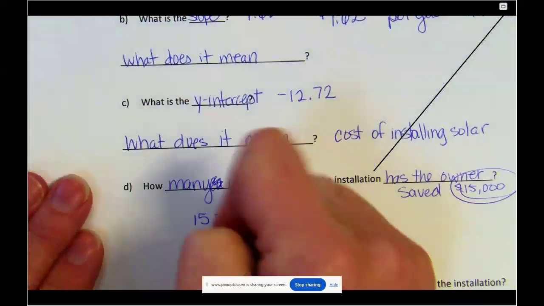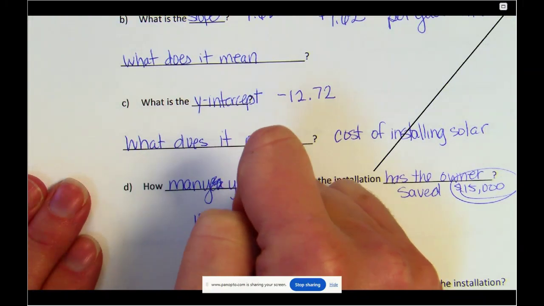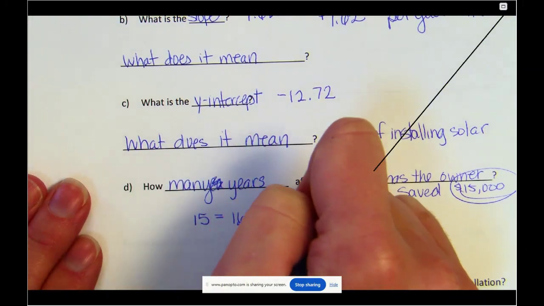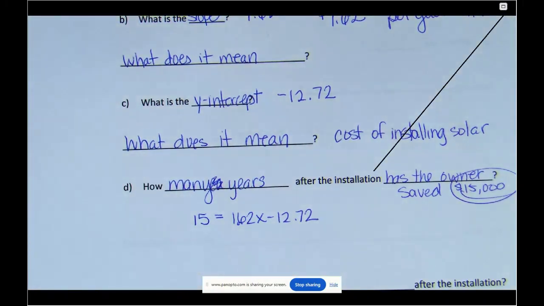We never change the slope and the y-intercept that we found. Okay, we never change that. We will only plug in for x or plug in for y. Please solve and get the answer to that question.